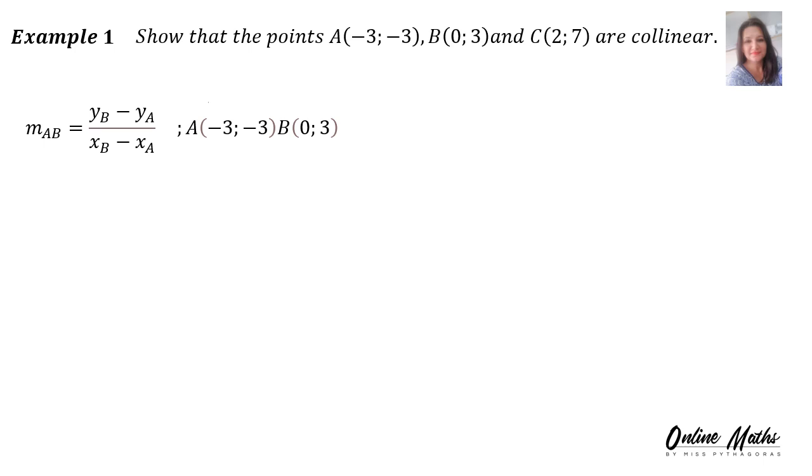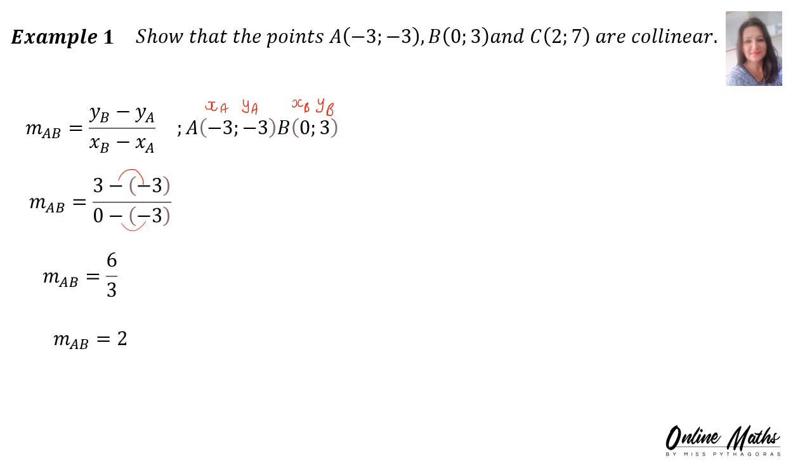So this will be x of A, y of A, x of B, y of B into the formula. And we have 3 minus (-3) over 0 minus (-3). And then on top, a minus times a minus is a plus, so it's 3 plus 3 is 6, over, and a minus times a minus is a plus, 3. 6 over 3, the gradient between points A and B is 2.